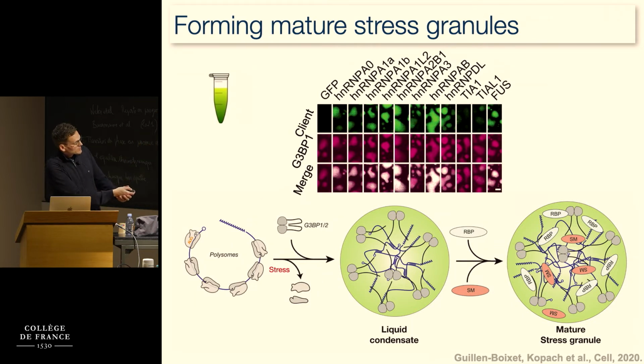So then we can basically close the model. Just to remind you, you have these mRNAs in translation, protein synthesis, they are released. This protein forms this network with the RNAs, and then we have other RNA binding proteins and other molecules coming in, and now they form this mature stress granule as we see it in the cells.